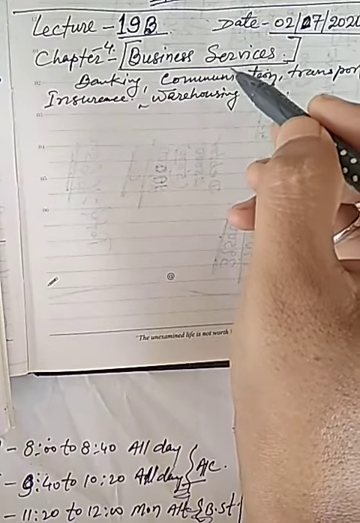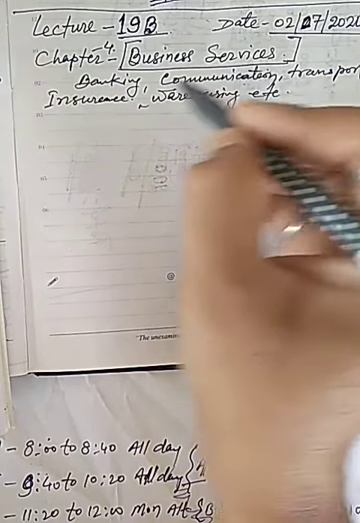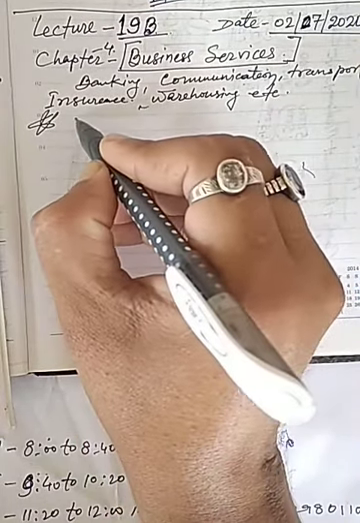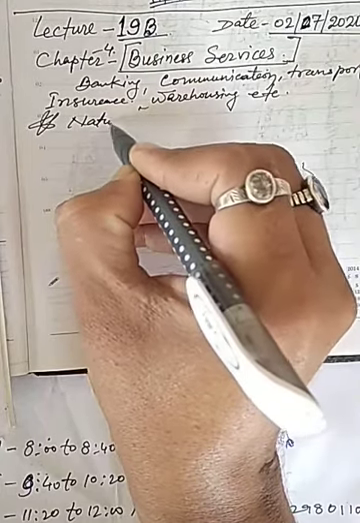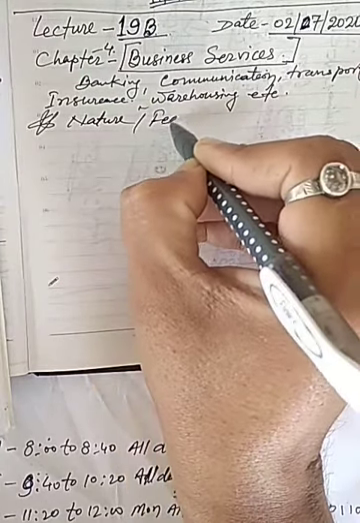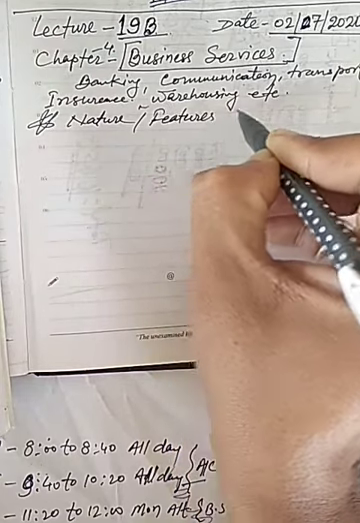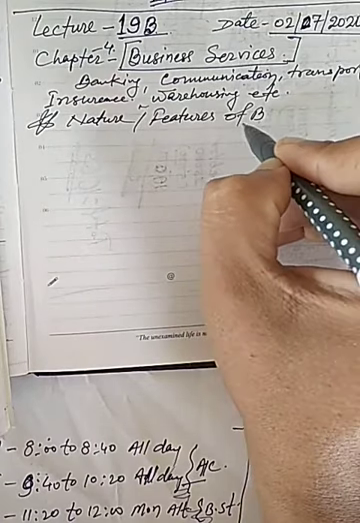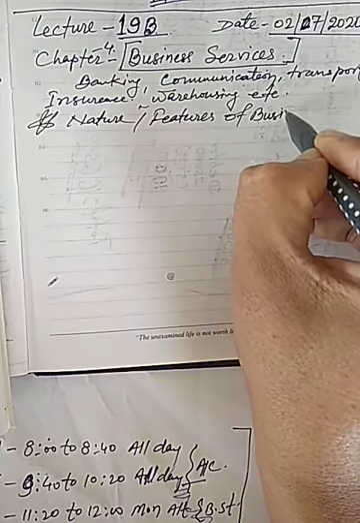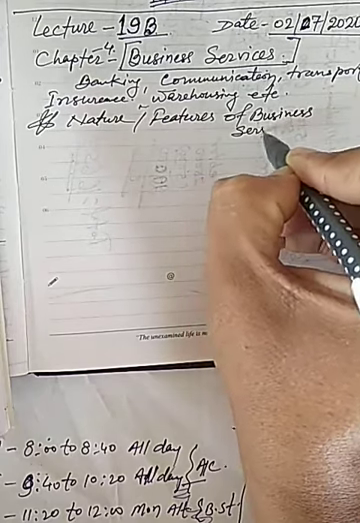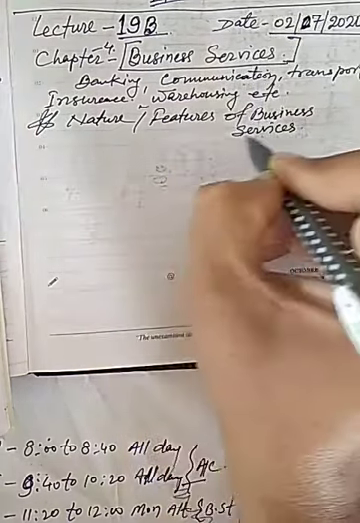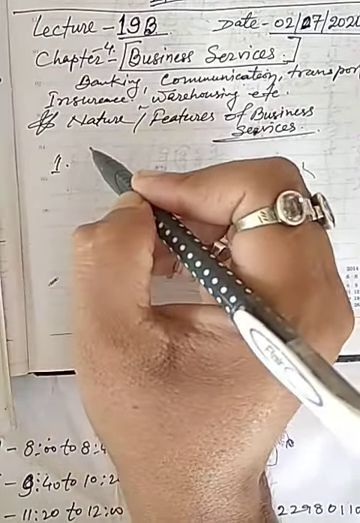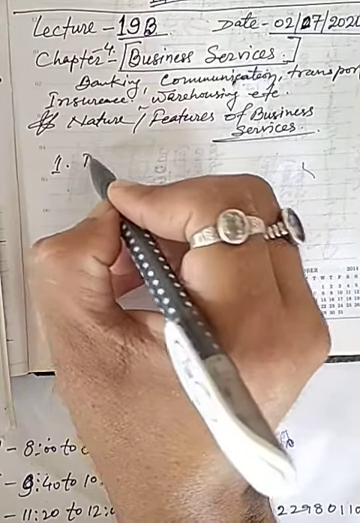So, let us see what are the characteristics and features of business services. Nature, features, or characteristics we can say, of business services. So, the first characteristic is intangible.